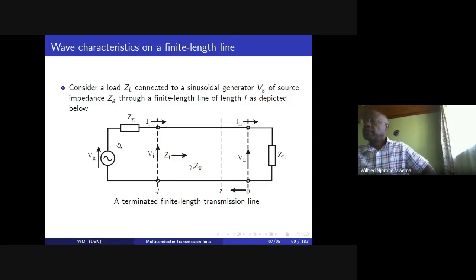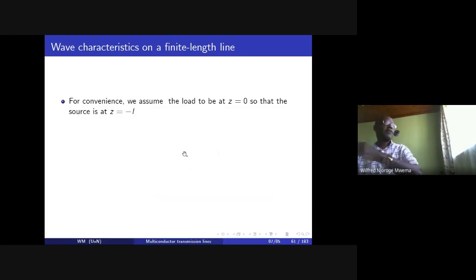Now, again, for the generator, we must view it as being connected exactly at that point, so that the lines connected to the generator are all zero length lines, so to speak. So for convenience, we assume that the load is at Z equal to 0, so that the source or the generator is seen to be connected at Z equal to minus L.